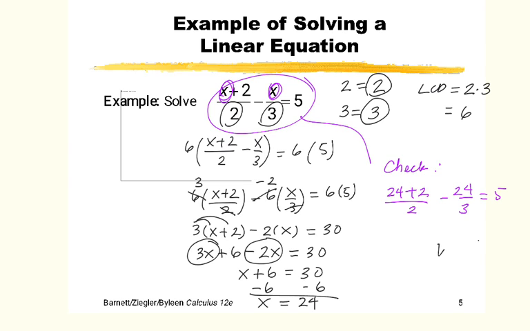And so here 24 plus 2 gives me 26 halves. Minus 24 divided by 3 is 8 equals 5. 26 halves is just going to be 13 minus 8 equals 5. And so in this case here, 13 minus 8 is 5, and 5 does equal 5. So I have a true statement. Therefore, my solution of 24 is the correct solution.